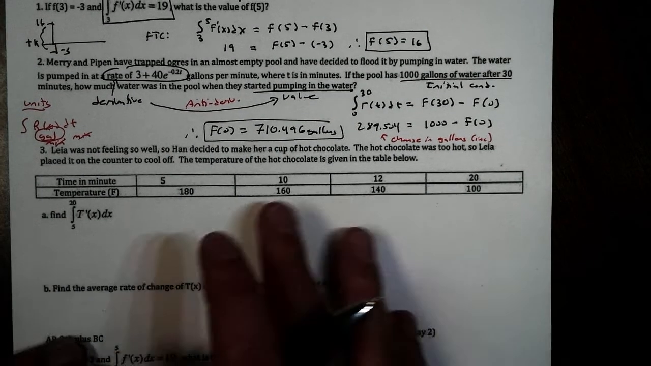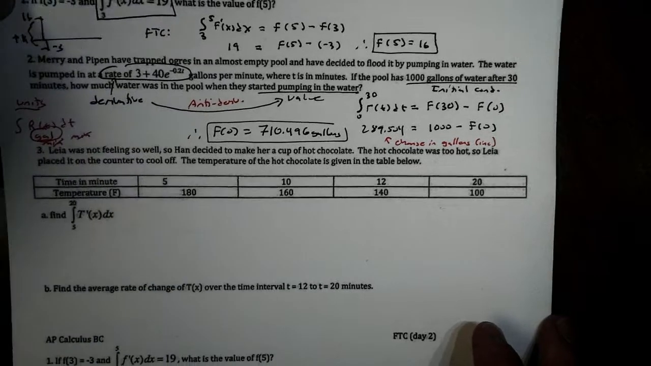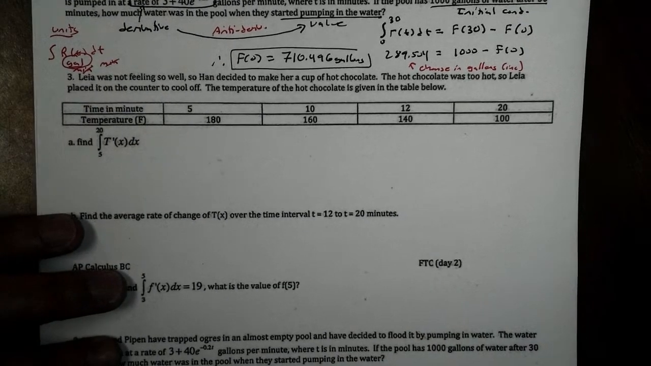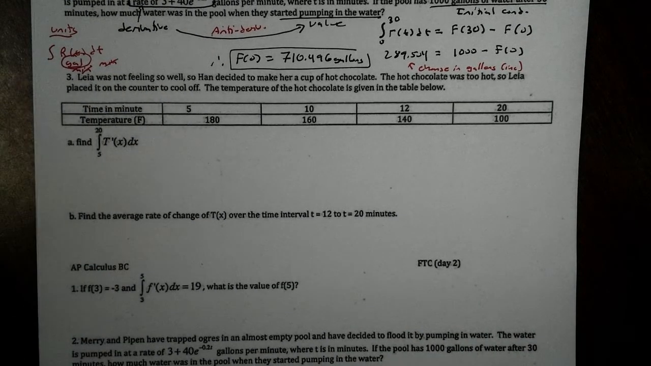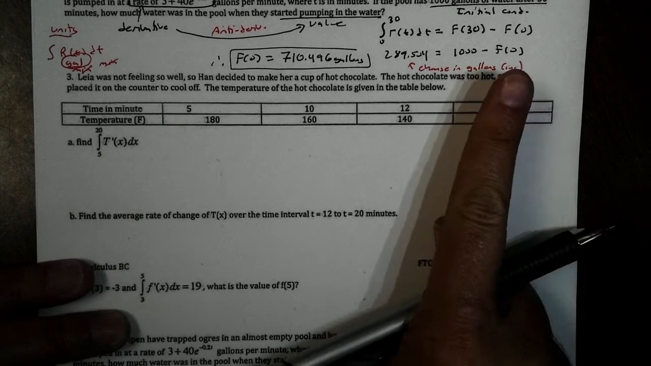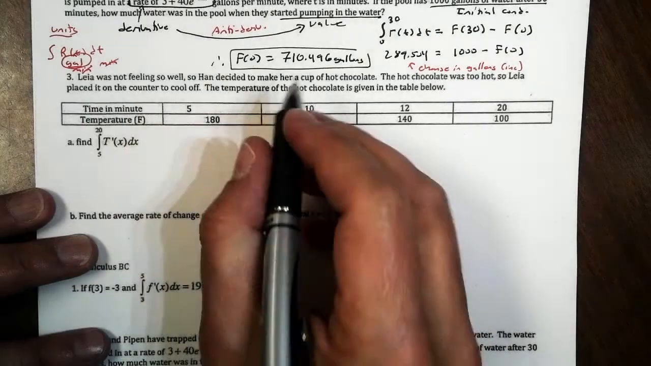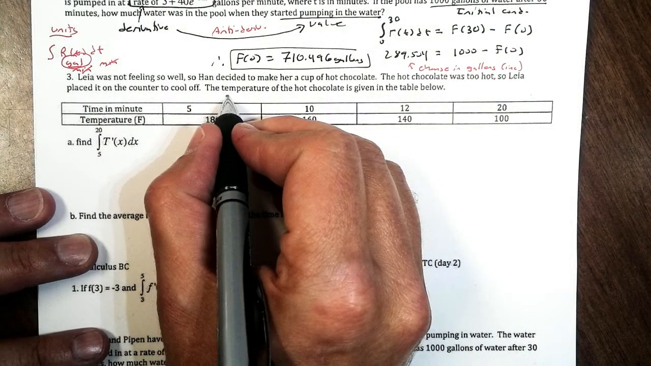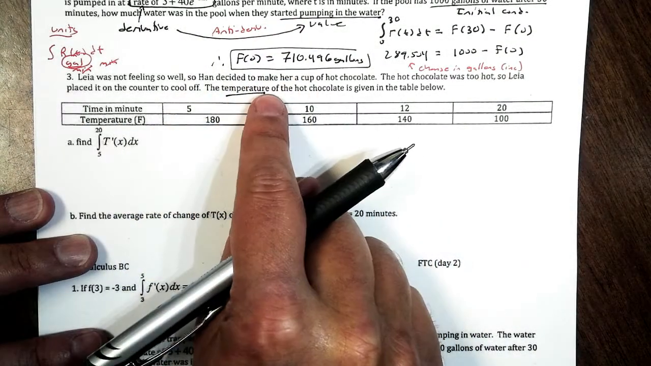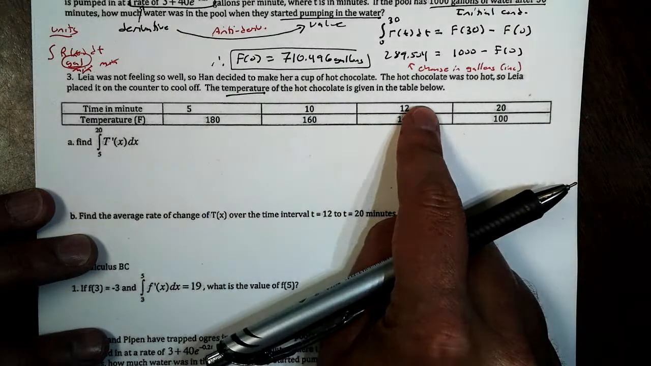Alright, so here's a cool question. This came from an AP test. Of course, I changed it around. Leia was not feeling so well, so Han decided to make her a cup of hot chocolate. The hot chocolate was too hot, so Leia placed it on the counter to cool off. Always be careful of what they're giving us in terms of the problem. The temperature of the hot chocolate is given in the table below.